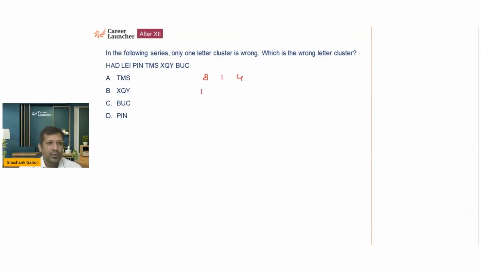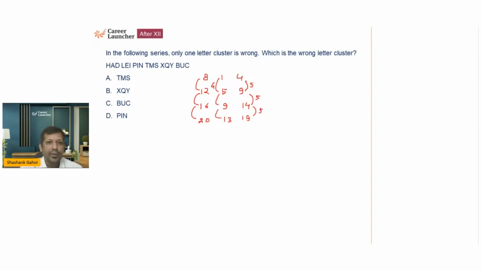Okay. L is 12, E is 5, I is 9. Okay. P is what? 16. I is what? 9. N is going to be what? 14. Okay. Then T is going to be what? 20. M is going to be what? 13. And S is going to be what? 19. Okay. So if I'm going to see the pattern, the numbers are increasing by 4, increasing by 4, increasing by 5. So this is clearly visible to us.